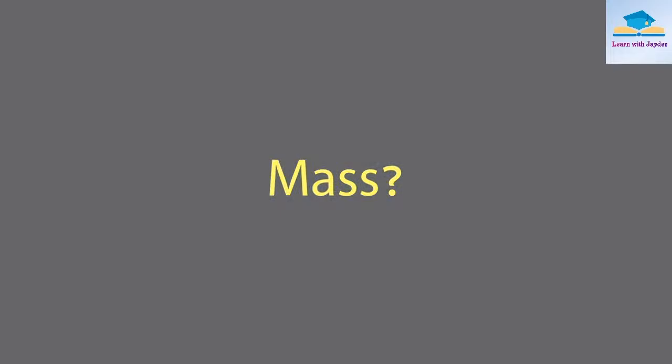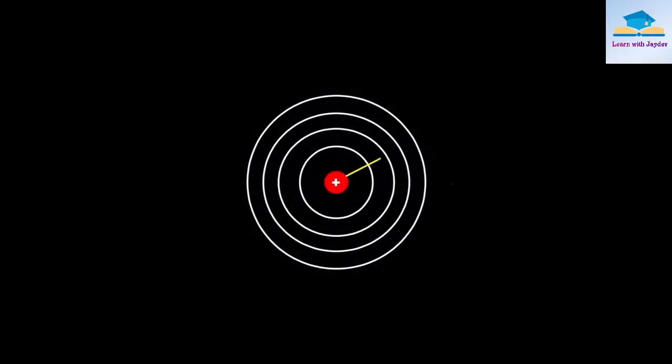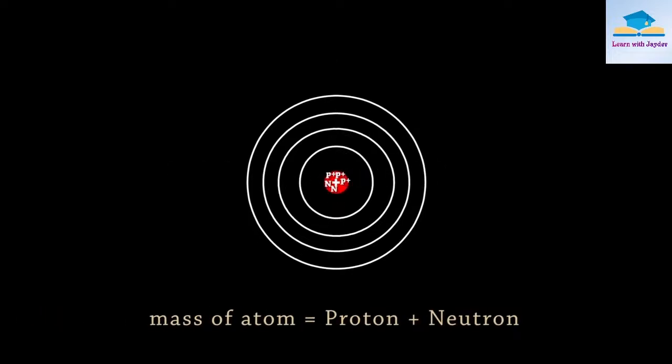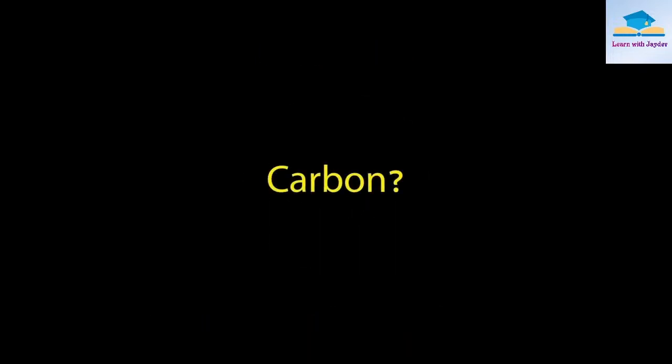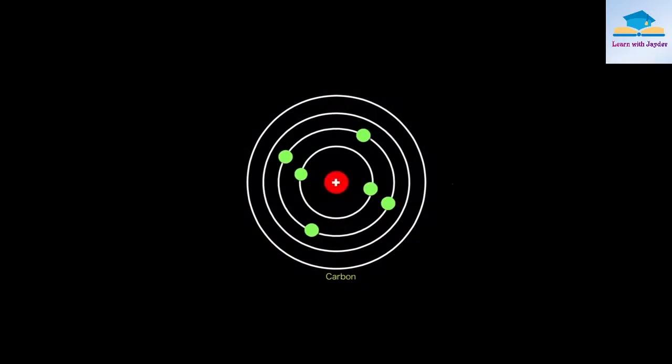Now, how is the mass of an atom determined? The nucleus of an atom consists of protons and neutrons. So, the mass is determined by adding the number of protons and neutrons. Protons and neutrons, that is, the mass number, are also called nucleons. Can you see what is the mass of a carbon atom? It has 6 protons and 6 neutrons, so its mass is 12.